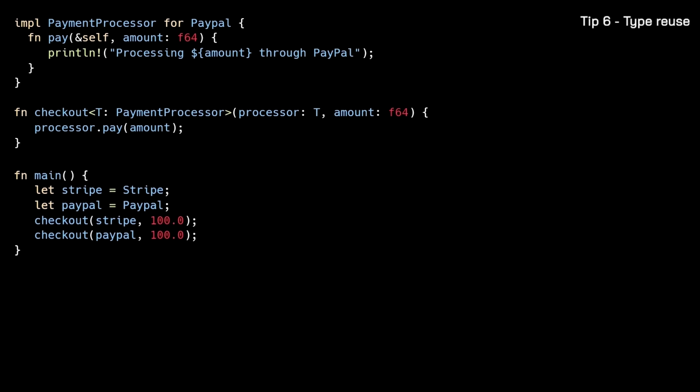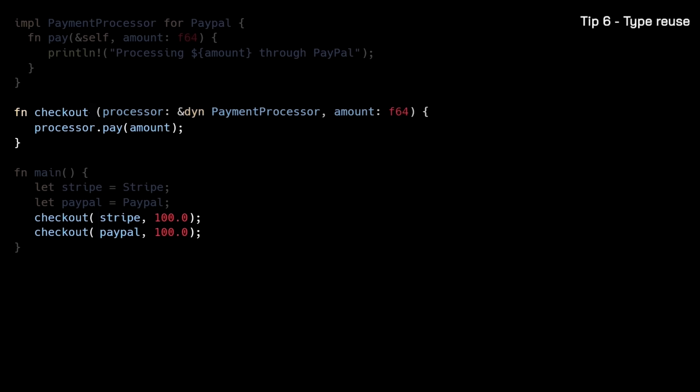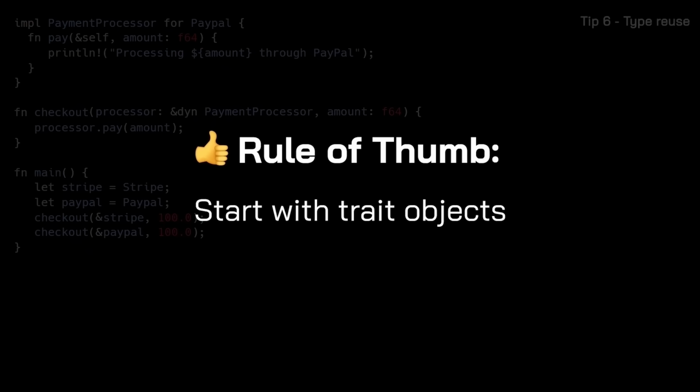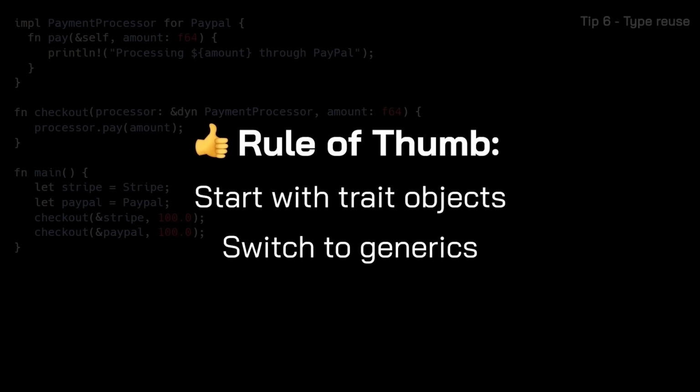Trait objects, on the other hand, let Rust decide the concrete type at runtime through a small lookup table, a process called dynamic dispatch. Trait objects are easier to use and make your code more flexible, but they come with a tiny runtime cost. So here's a rule of thumb. Start with trait objects for simplicity and fast iteration. Switch to generics when you need compile time guarantees or optimal runtime performance.